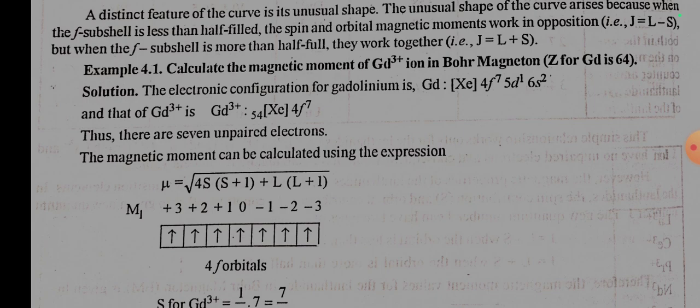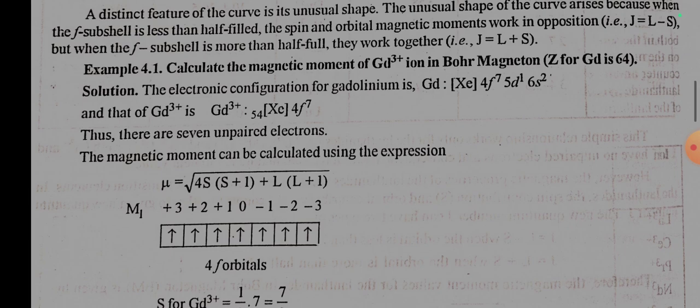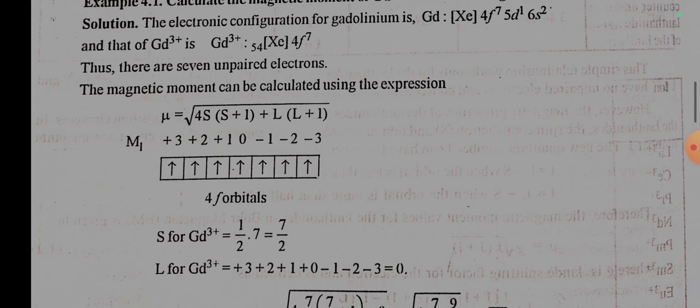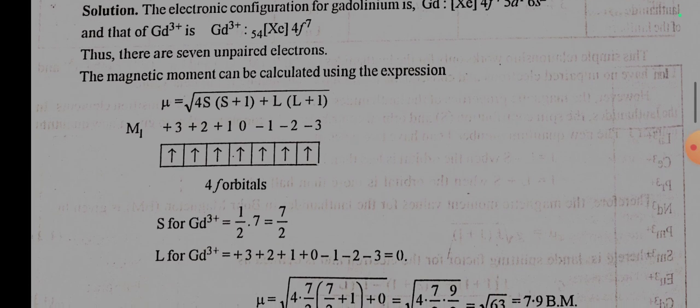Example 4.1. Calculate the magnetic moment of Gd3+ ion in Bohr magneton. The electronic configuration for gadolinium is Xe 4f7 5d1 6s2, and that of Gd3+ is Xe 4f7. Thus there are 7 unpaired electrons.